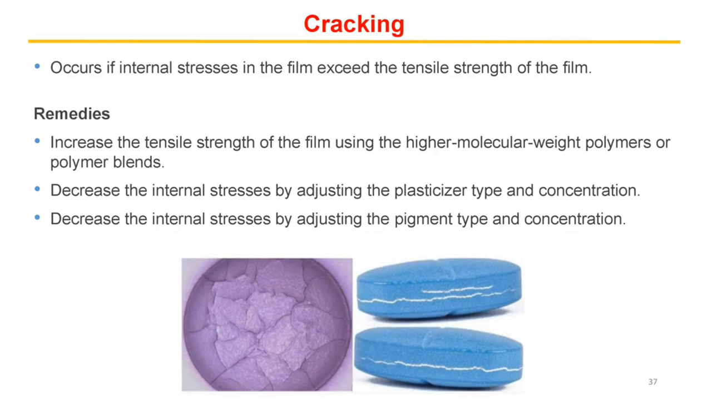36. Cracking occurs if internal stresses in the film exceed the tensile strength of the film. Remedies: increase the tensile strength of the film using higher molecular weight polymers or polymer blends. Decrease the internal stresses by adjusting the plasticizer type and concentration. Decrease the internal stresses by adjusting the pigment type and concentration. 37.